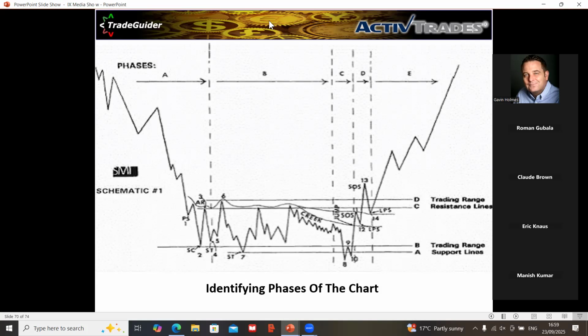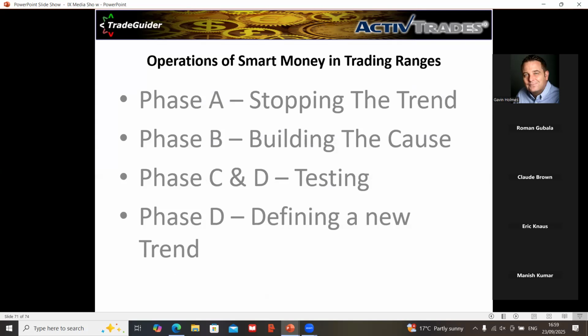So when it does do this breakout, like we saw here, okay, this is just an example. But what is happening here is phase A, B, C, D. That's what we've programmed in. It's groundbreaking. And it has to be, because I needed it. And I know clients wanted this.